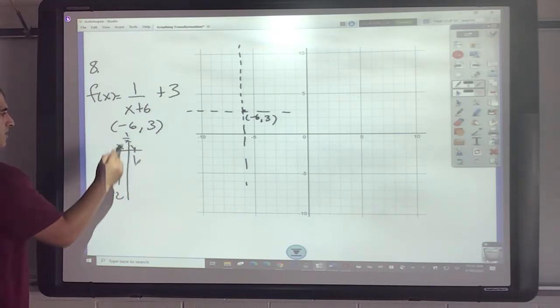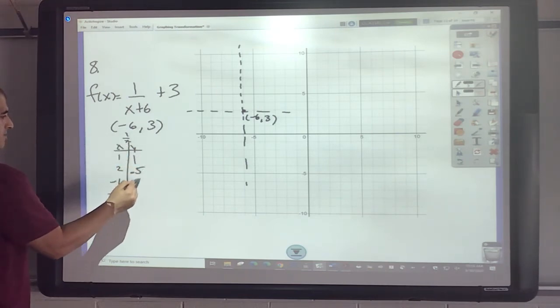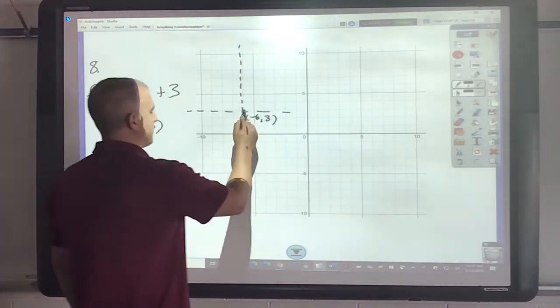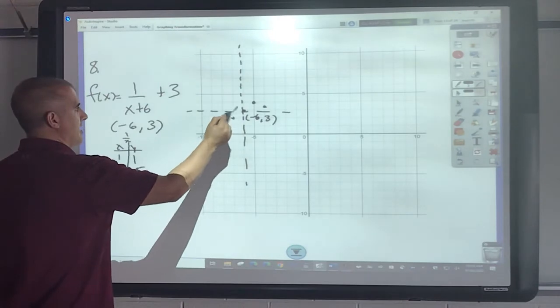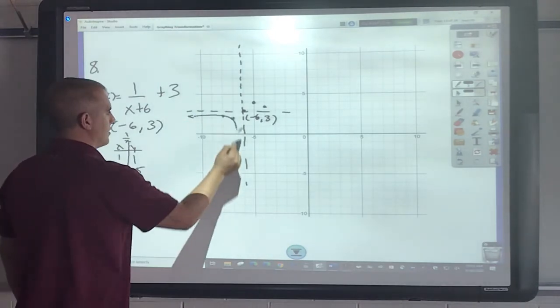1 over x, 1, 2, -1, -2. 1 over 1 is 1, 1 over 2 is 1/2. This would be -1, -1/2. So from here, 1 over 1 up, 2 over 1/2, 1 left, 1 down, 2 left, 1/2 down. So this is what I got.